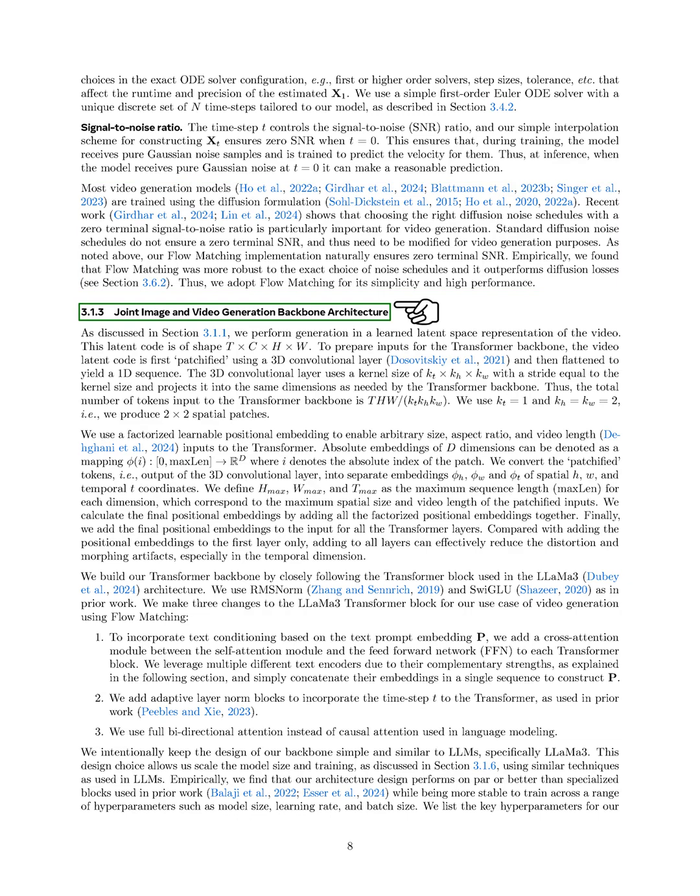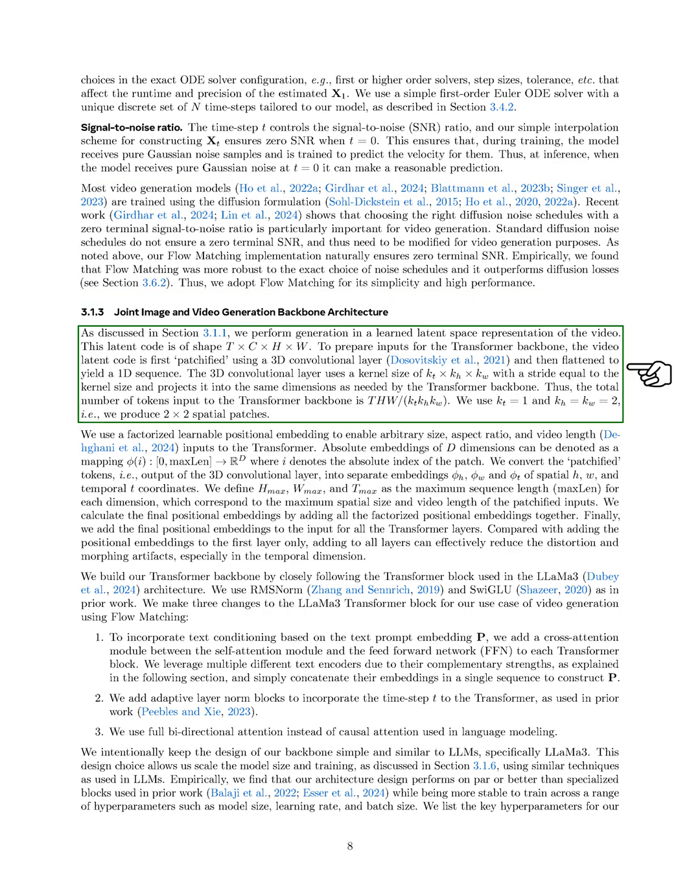Next, we discuss our joint image and video generation architecture. We generate in a learned latent space representation of the video, which we prepare for the transformer backbone by using a 3D convolutional layer to create patches and then flattening them into a sequence. This process results in a specific number of tokens for the transformer.